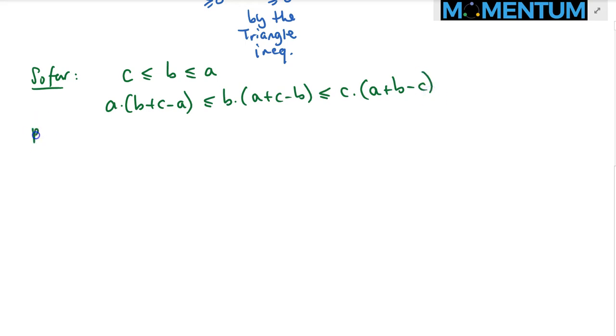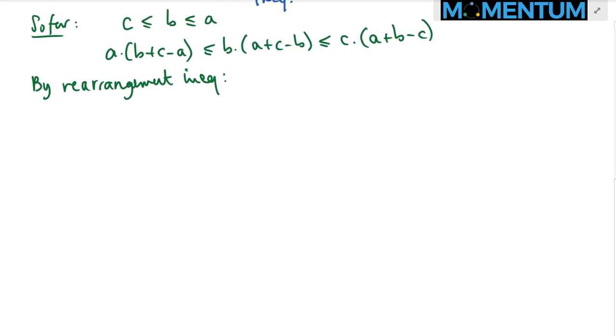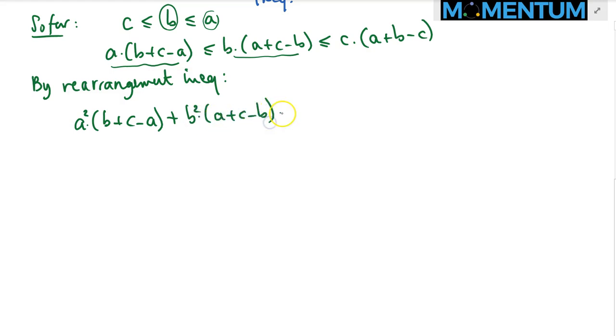Now let's get down to business. By the rearrangement inequality, I will apply it twice. Firstly, we multiply the largest with the smallest on the other sequence. So we would get A squared times B plus C minus A, plus the middle one with the middle one, B squared times A plus C minus B, and then finally C squared times A plus B minus C.